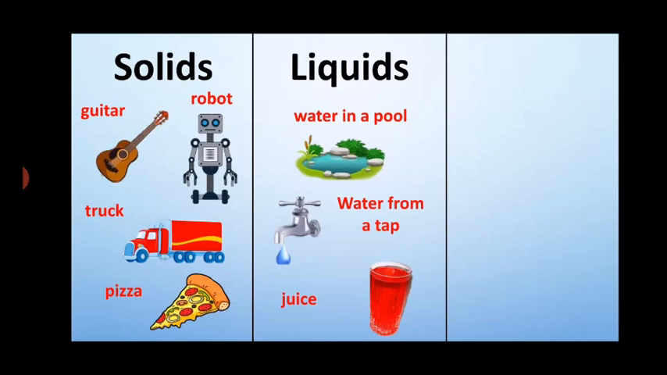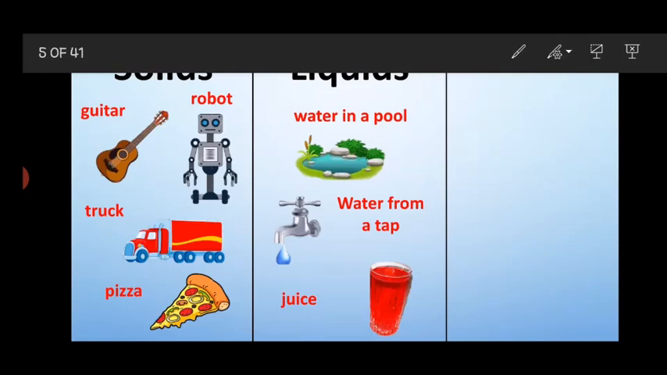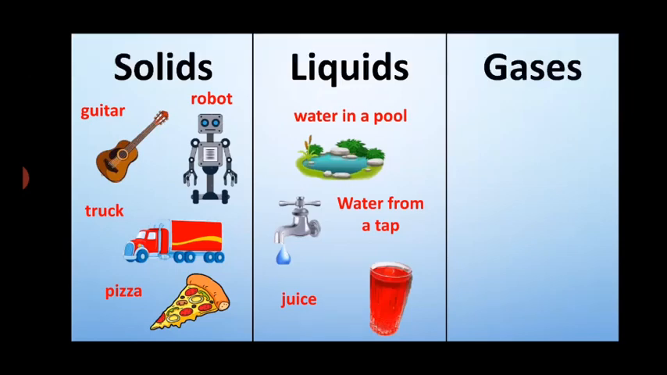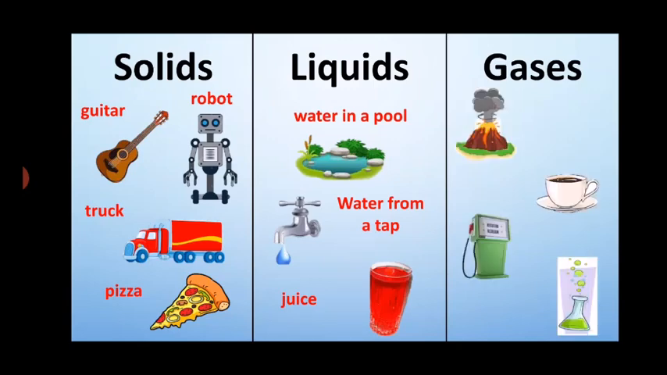Now let us look at the third state, that is the state of gases. Okay, now gases, you cannot keep them in any container. For example, look here. This is the smoke from a volcano. Can you try to contain this smoke? No, the smoke will spread in the air, isn't it? What about this steam coming out from tea? This also goes up and it spreads out.